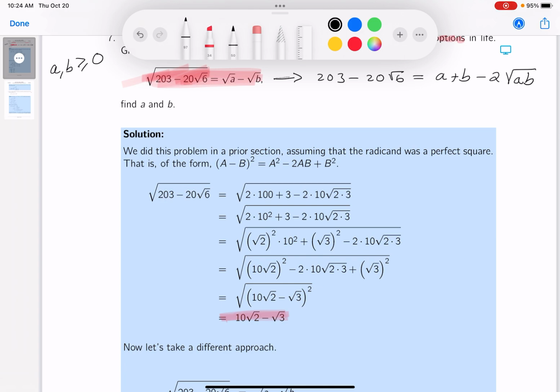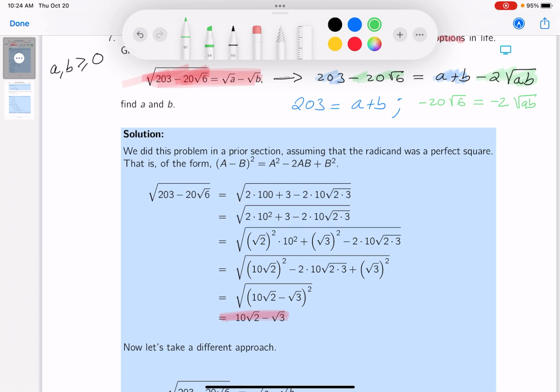And what I would do here is equate things. I'm thinking the 203 is probably the A plus B, and the minus 20 root 6 is probably this term over here. So let's just equate them. I'm going to say the 203 is equal to A plus B, and that the minus 20 root 6 is the same thing as minus 2 root AB.